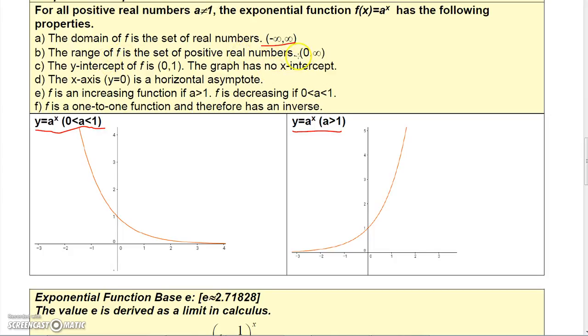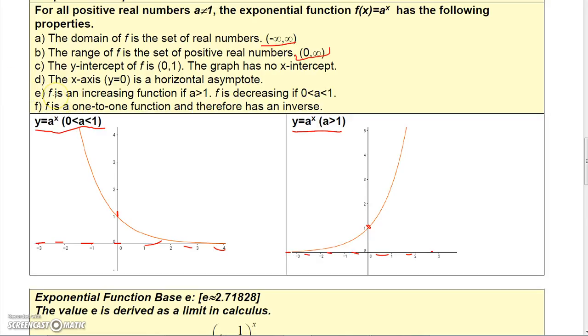Now the range is only the positive real numbers. In other words, from 0 to infinity. So you'll notice that the graph never actually touches the x-axis, nor does it cross the x-axis. So the y values cannot be 0 or negative. The y-intercept on both of these is the point 0, 1. So that's always going to be the y-intercept. The x-axis here is basically what we call a horizontal asymptote. In other words, the graph gets infinitely close to the x-axis but never touches it.